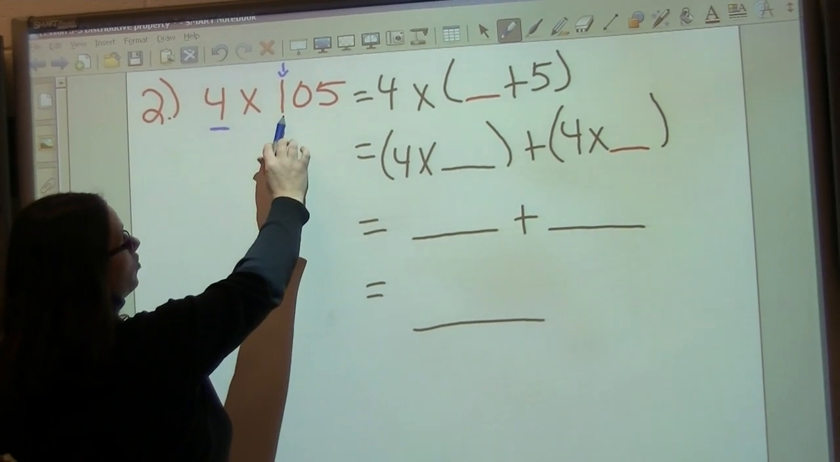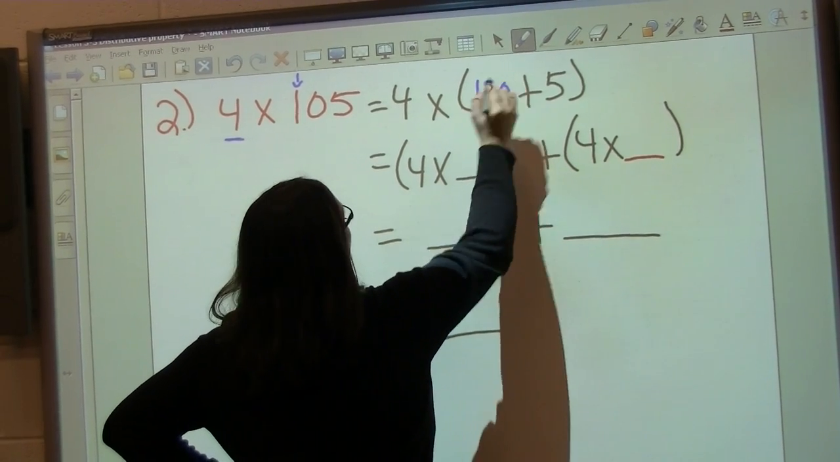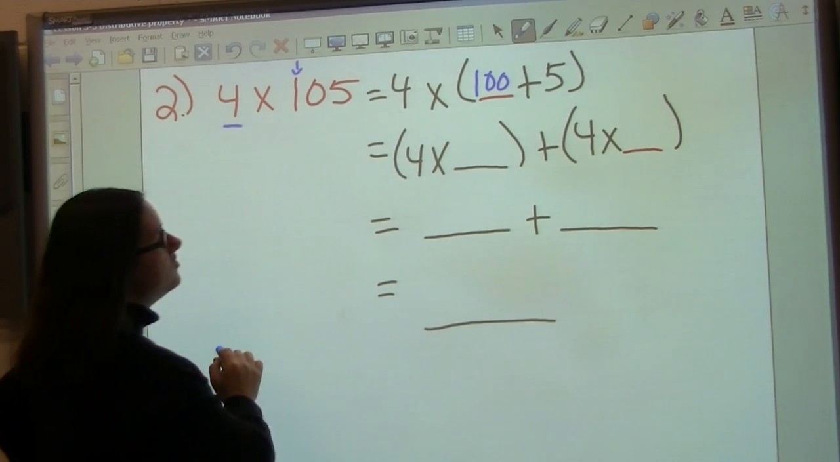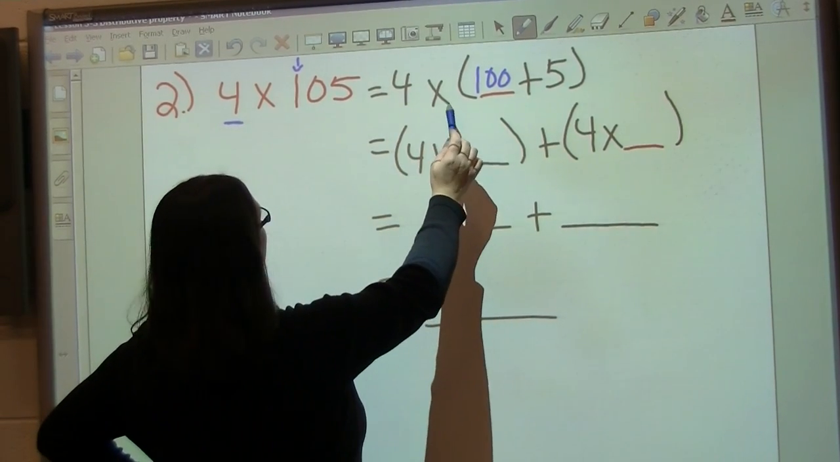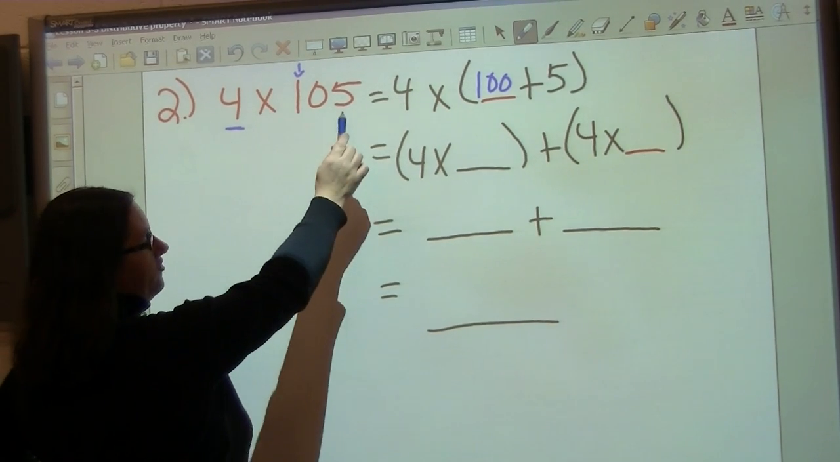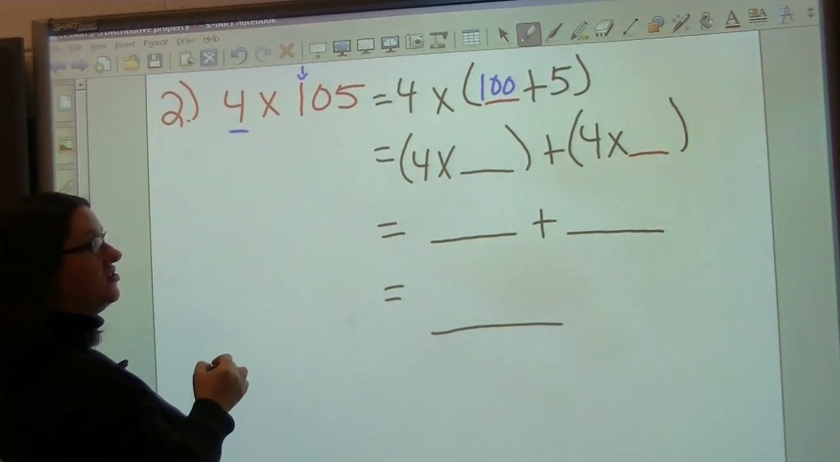So 4 times, what's the value of the 1? Good, 100. Plus, what's the value of the 5? 5. Okay, so we have to start 4 times, we're breaking this down to 100 plus 5. So instead of saying 105, we're breaking it down to 100 plus 5. Okay, now we're going to start solving.